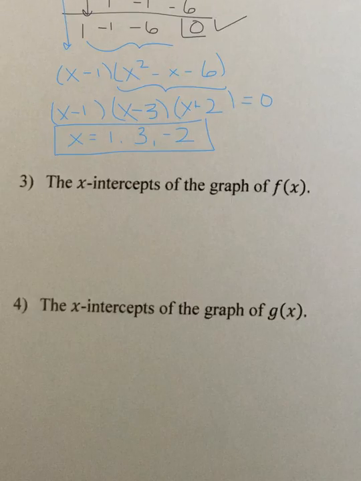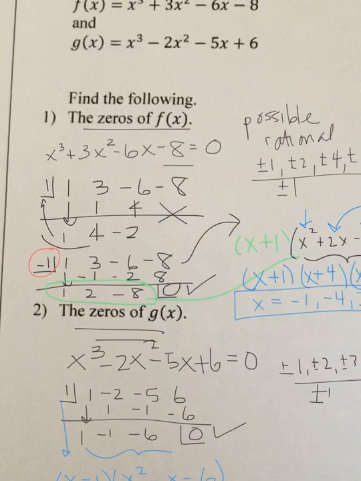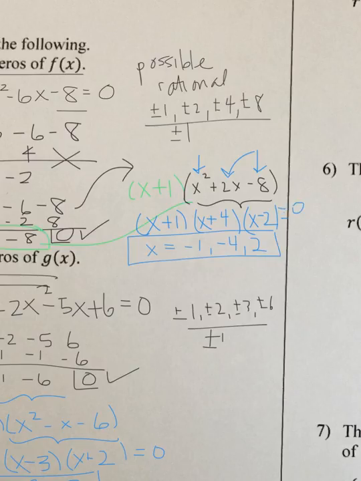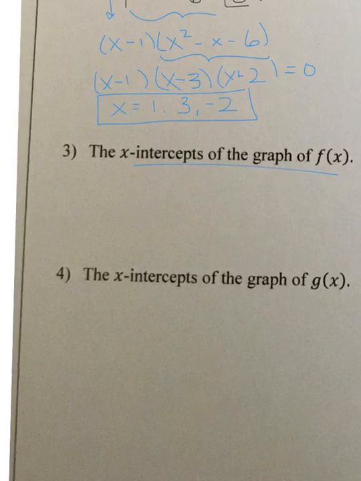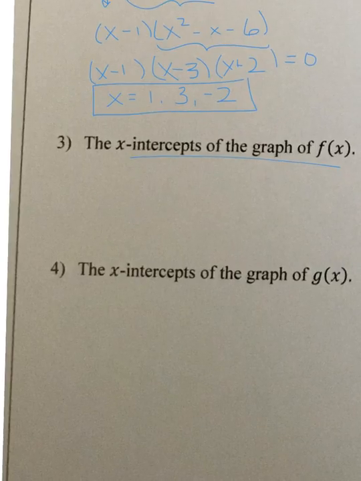So next we're going to look at finding the x-intercepts of the graph of f(x). Remember that the x-intercepts are really the real zeros. So if we look back, we already know that f(x) had the zeros of -1, -4, and 2. So all we really have to do is write those as ordered pairs. So the x-intercepts of f(x) are going to be (-1, 0), (-4, 0), and (2, 0).